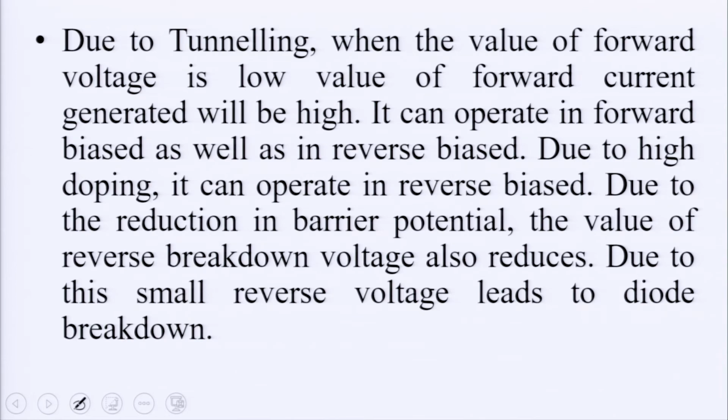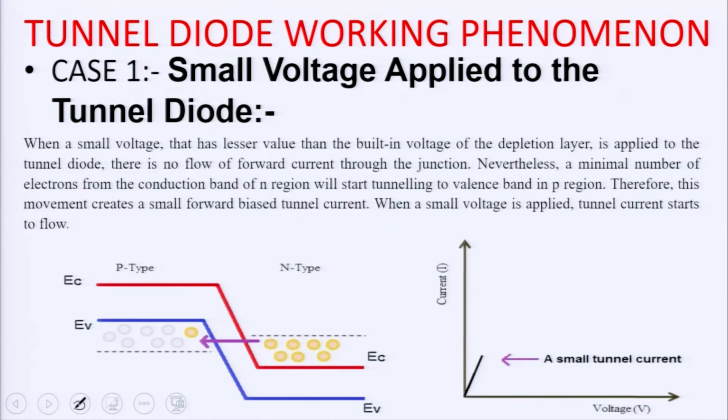Now, working of the tunnel diode. I am going to discuss the working of the tunnel diode in various phases. Case 1: when a small voltage is applied to the tunnel diode, then the majority carriers will conduct from the N side to the P side, and a small current will start to flow.